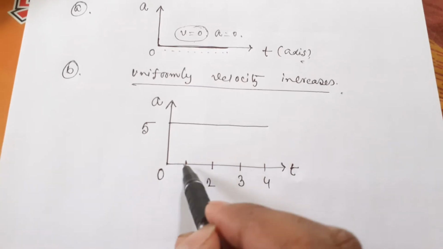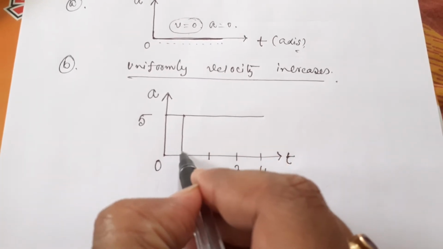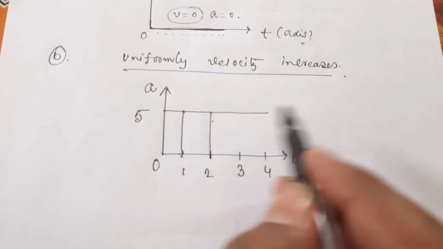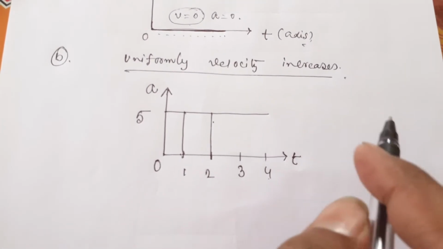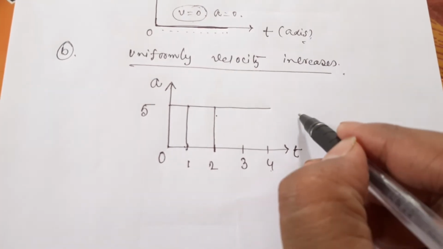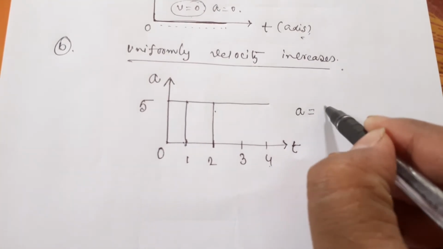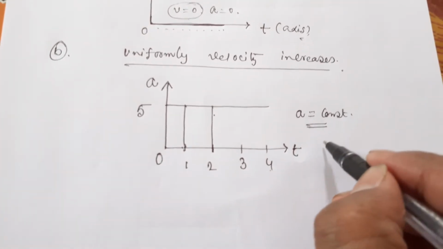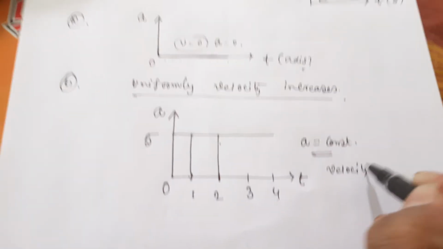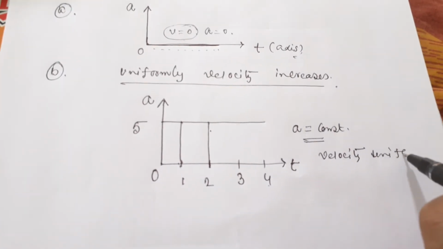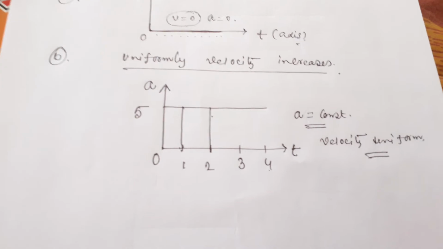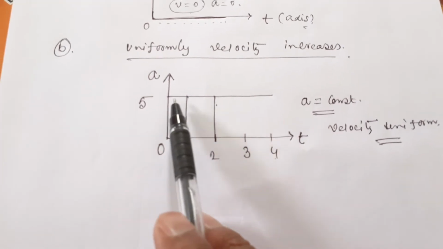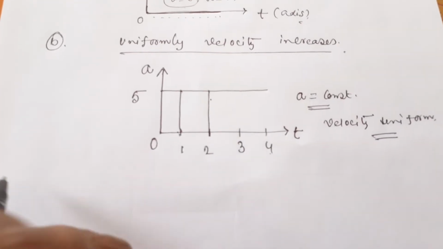You can see that at 1 second the acceleration is 5 meter per second square. At 2 seconds the acceleration is also 5. At 3 seconds same, at 4 seconds same. When is it possible that the acceleration of a body is constant? Only when the velocity of the body is uniform. If the velocity of a body is uniform, that means equal change in equal intervals of time, then the acceleration will be constant. This is the second case.